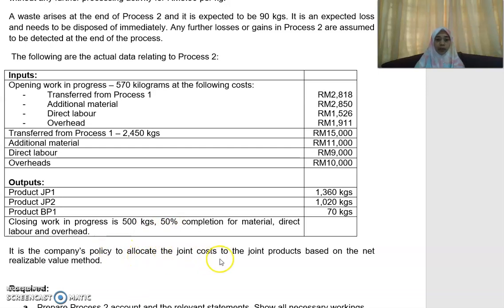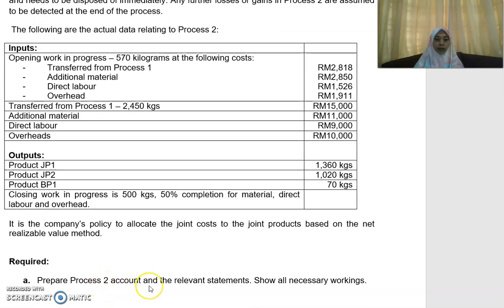And then if you want to allocate the joint cost, the company uses the net realizable value method. Remember the three methods that we have: the physical measurement, the sales value, and the NRV method. So in this case, the company is using the NRV method. You are required to prepare the process 2 account with the relevant statements.